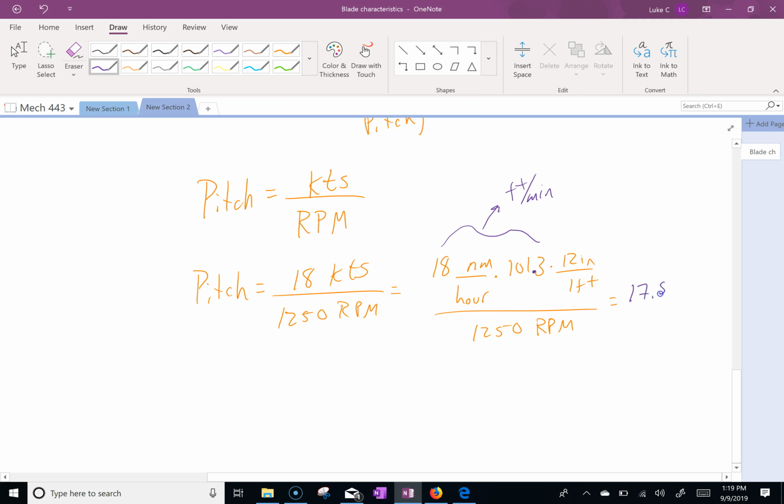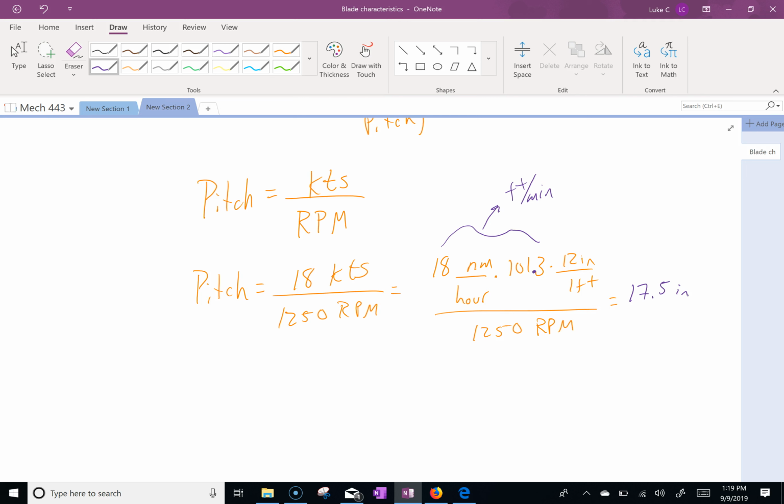17.5 inches? Rough, is that what you got? Anybody else check that? Just to double check. Yeah, from knots to feet per minute, and you get that to inches per minute, I guess. So this is saying that one revolution should move 17.5 inches.